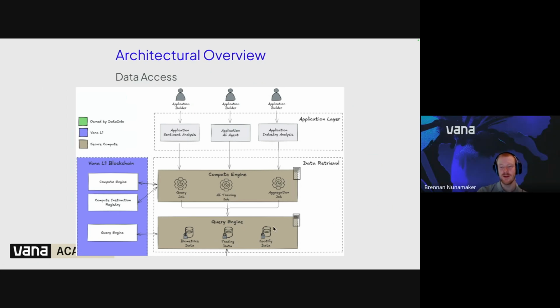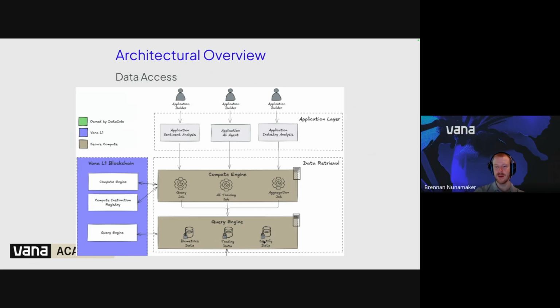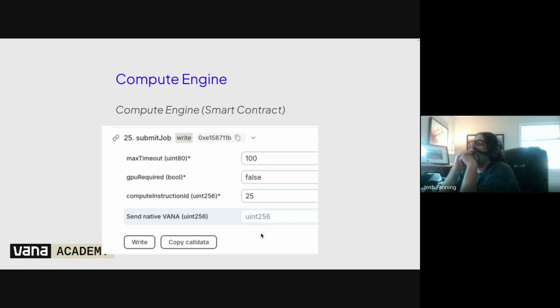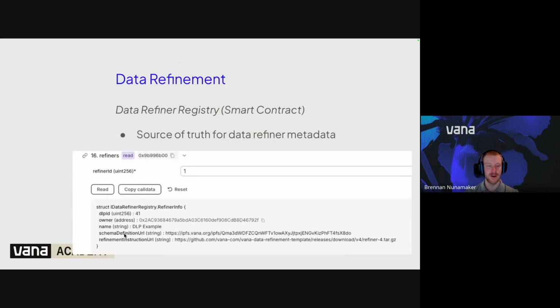So the database that's created here for your refiner is created with the schema that you specified originally when registering the refiner. It's very early on, but when you're registering your refiner in the data refiner registry, you also have to provide a schema definition URL, which is in IPFS. That gives you control over all of the tables and things that you want to build. It should also give you control over defining indexes and things like that.